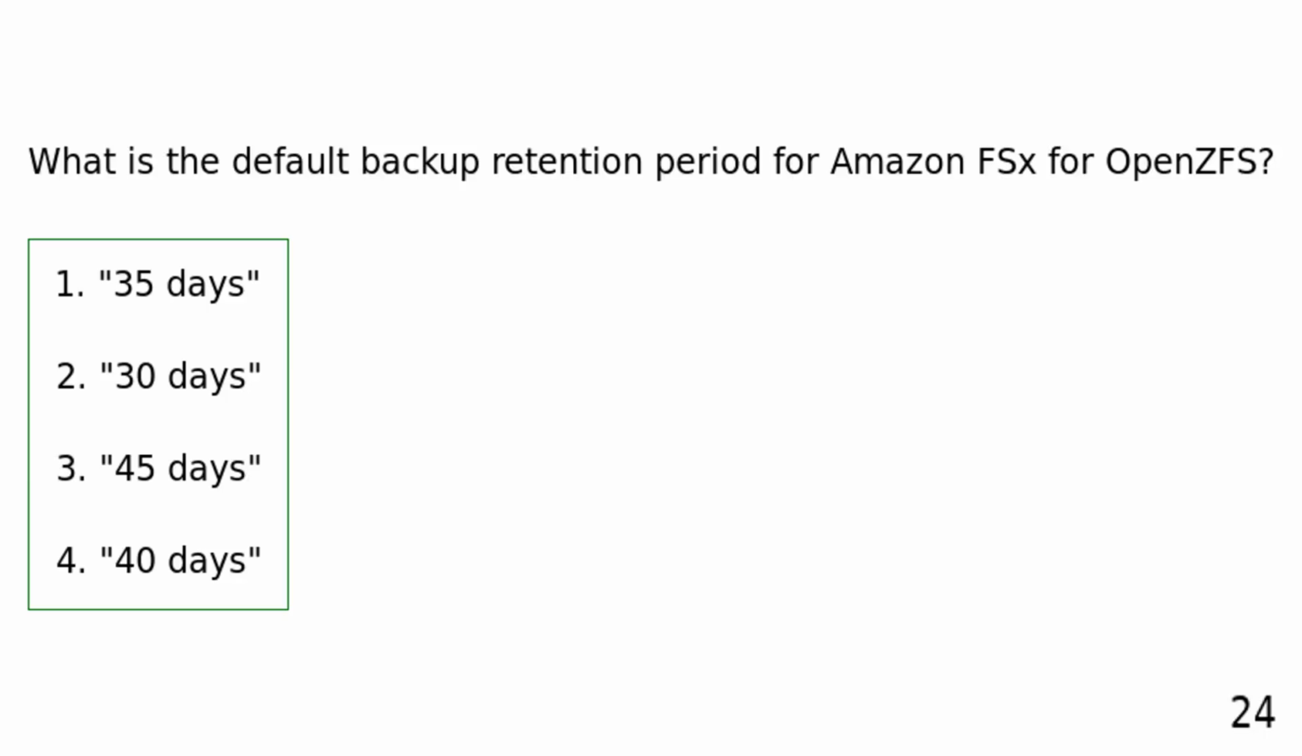What is the default backup retention period for Amazon FSx for OpenZFS? 35 days. 30 days. 45 days. 40 days. The default backup retention period for Amazon FSx for OpenZFS is 35 days.